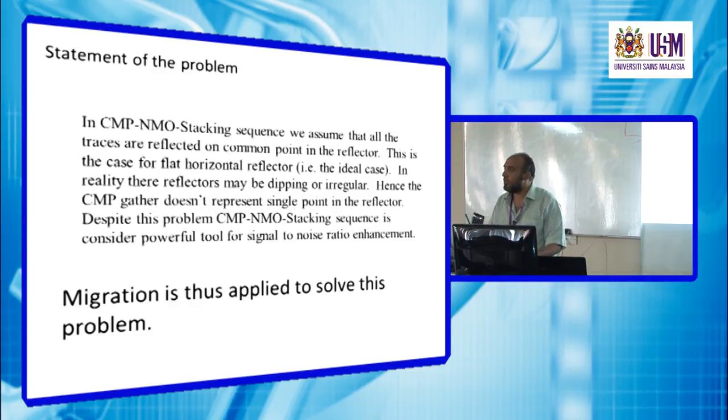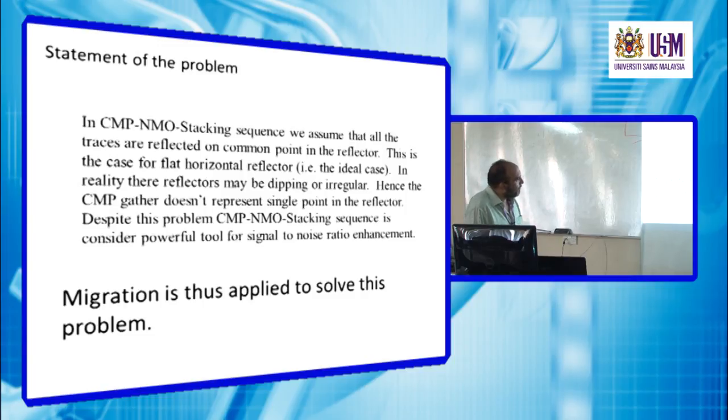This is the common case for us, because most of the sedimentary section, or the Earth's crust, is affected by tectonic movement. This tectonic movement disturbs the flat layering of the sedimentary rocks, either by making faults or other types of structures. Hence, the CMP gather doesn't represent a single point in the reflector.